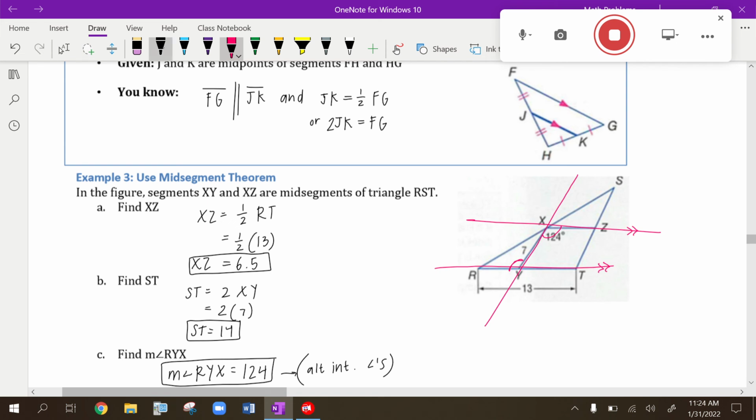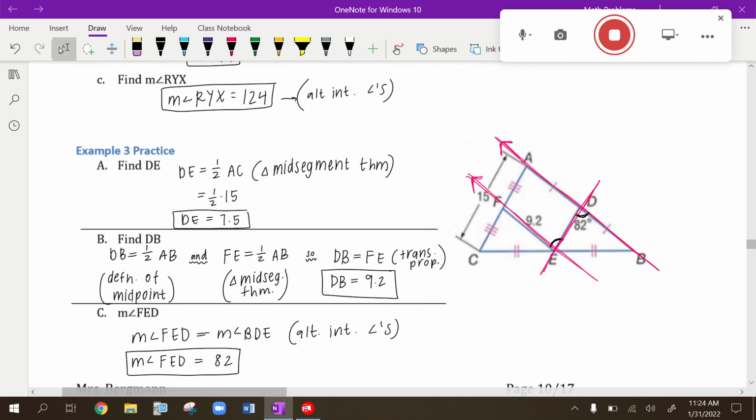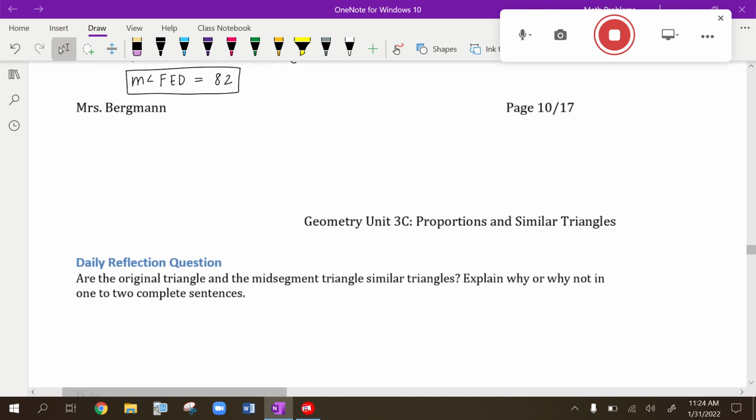I would like you to try the next problem on your own. Here are the correct answers. Finally, I want you to answer this reflection question. Are the original triangle and the midsegment triangle similar? Explain why or why not in 1 to 2 complete sentences.